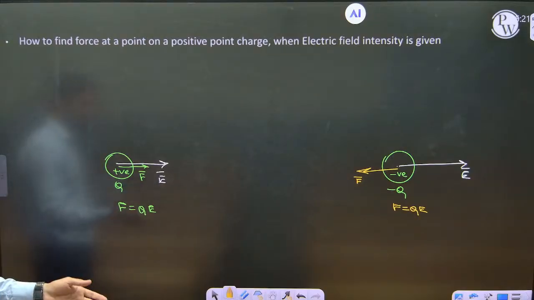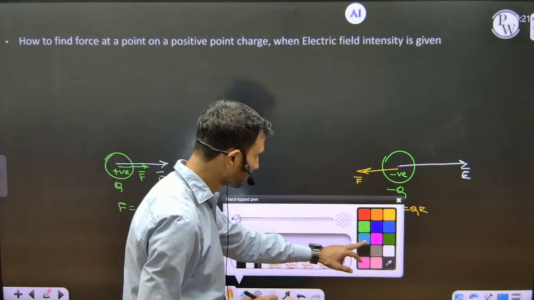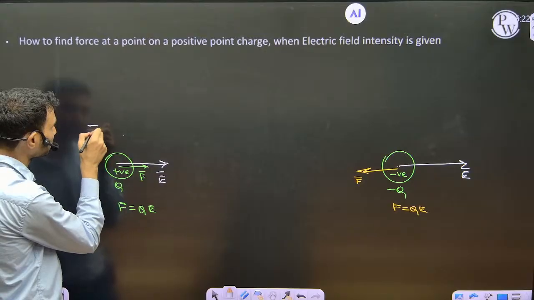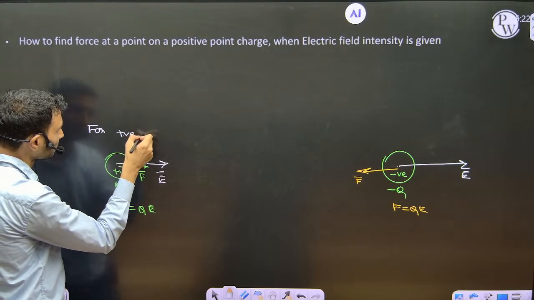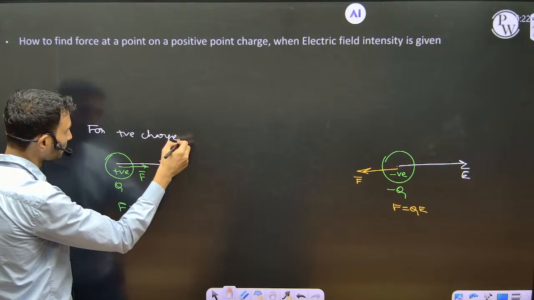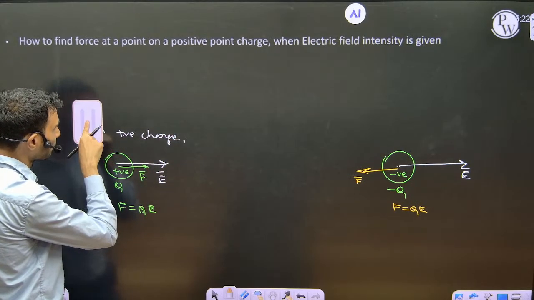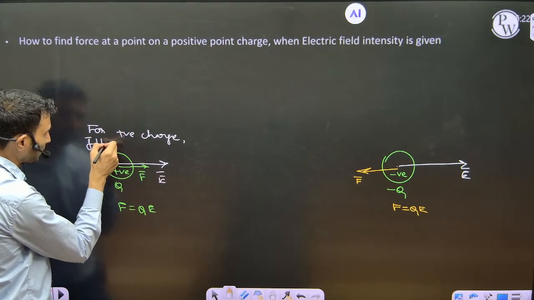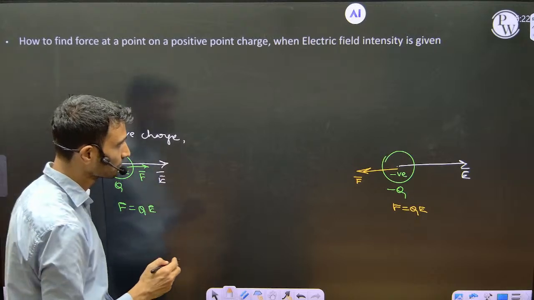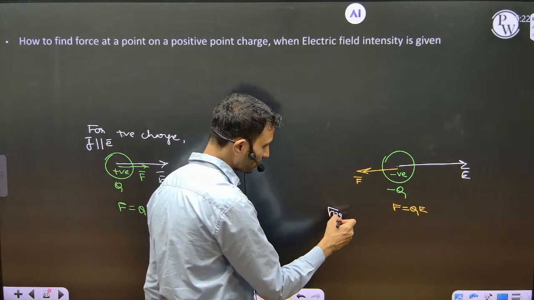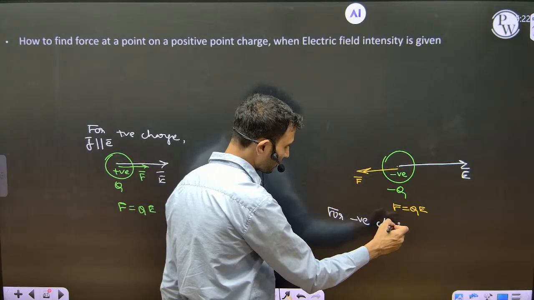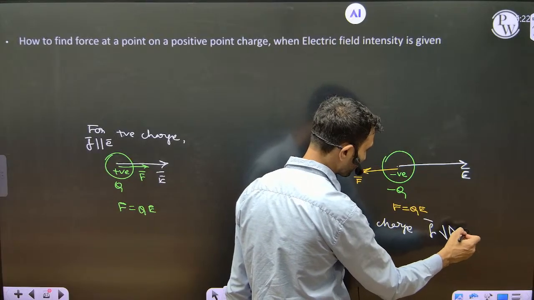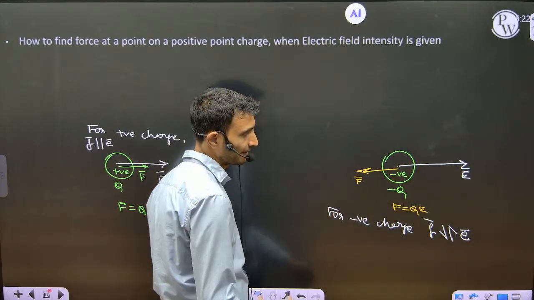So behavior is different. Here, for a positive charge, force is parallel to the electric field. And for a negative charge, force is anti-parallel to the electric field. Anti-parallel means opposite direction, right?